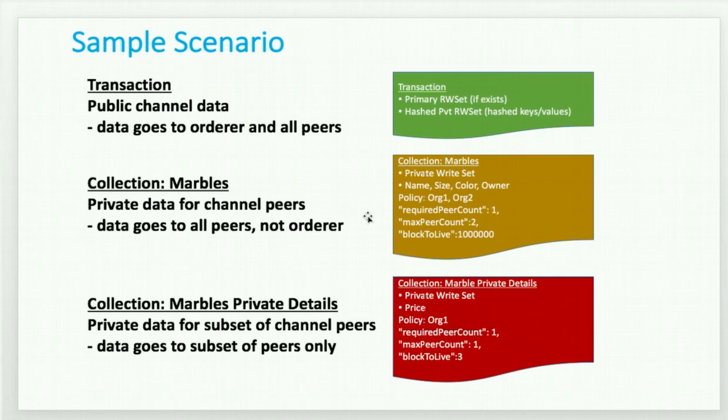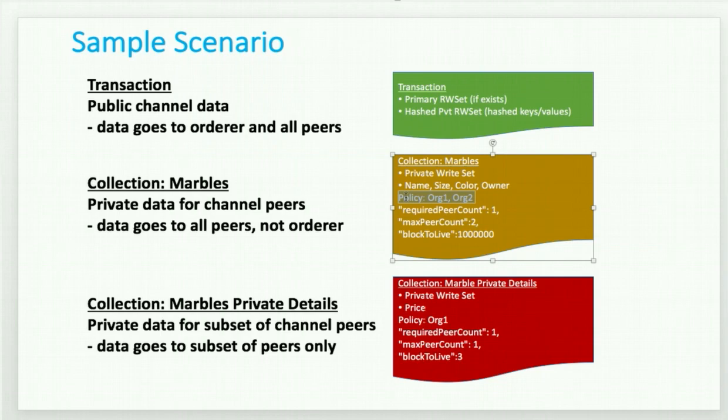So we distinguish 3 sets of data: green, yellow, and red. Green is the public data that lives on the channel. It goes to the ordering service and all the peers. Yellow is the marble data that goes to all the peers but not the ordering service. And this is defined in what we call a collection of data. So the marble collection will get distributed based on the policy, and we see here it's going to go to org 1 and org 2.